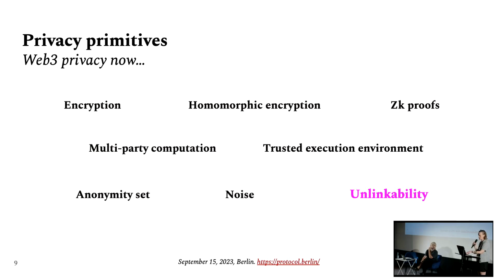One of the privacy primitives that we're going to be focusing on in this talk is the concept of unlinkability, which might not be as familiar as the other ones that are listed here. That is what the Nym mixnet really offers in the Libp2p context. So we're going to go into that in a little bit more detail.